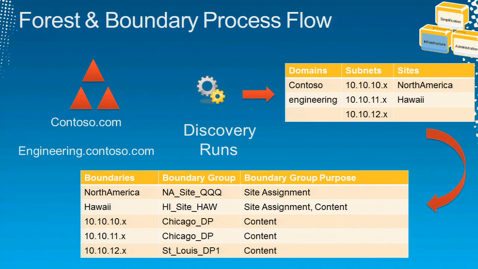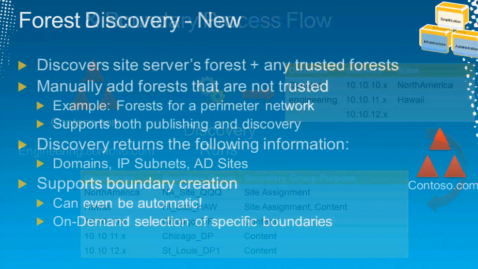You go to the References tab, and you add your DP to that appropriate boundary group. Then if a client's on subnet 10.10.10, when it wants content, it queries, and we'll tell it, oh, your DP is the Chicago DP, because it's enabled for content lookup for your IP subnet. You can create as many boundary groups as you want to and designate whether they're for site assignment or content, or the second one is for both. It's enabled for both content and site assignment. And I'll show you what boundary groups look like here momentarily.